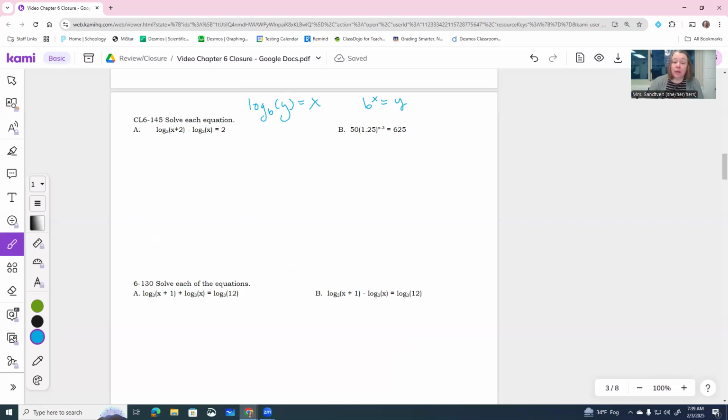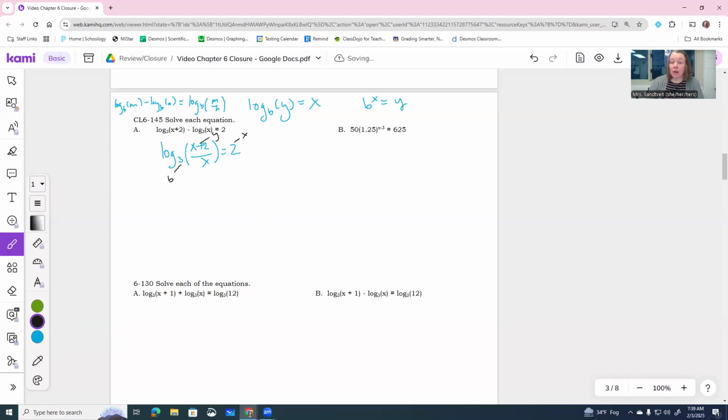So I see these are being subtracted. Our log property for subtraction is if I have the log base b of m minus the log base b of n, I can write it as a single log of m divided by n. So this left side, I'm going to rewrite as the log base 3 of x plus 2 divided by x equals 2. Now this is in logarithmic form, right? So 3 is in the spot of the b, this whole thing is in the spot of the y, this is in the spot of the x.